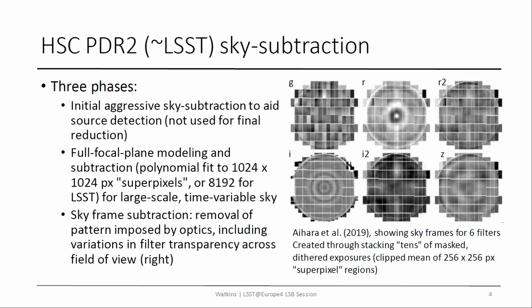And then finally, because telescopes have optics and filters are not perfect, you have these patterns imposed by things like light concentration as well as transparency differences across the field of view in the filter itself. And so they use these pre-made images, which they call sky frames, to scale that to the background of each individual exposure and then subtract off these smaller scale patterns imposed by the telescope optics.